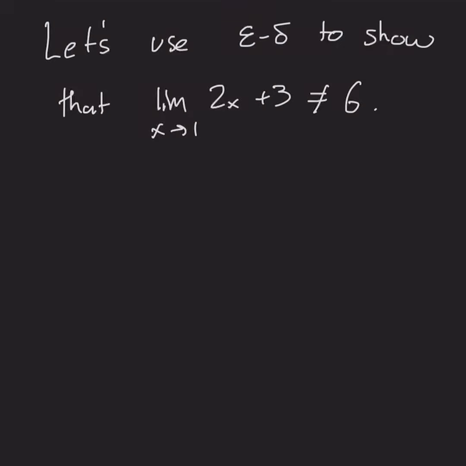We saw how to use the epsilon delta definition to show that the limit as x goes to 1 of 2x plus 3 is 5. But we should also be able to use the epsilon delta definition to show that that same limit is not 6. We just have to be careful about the logic of the definition.